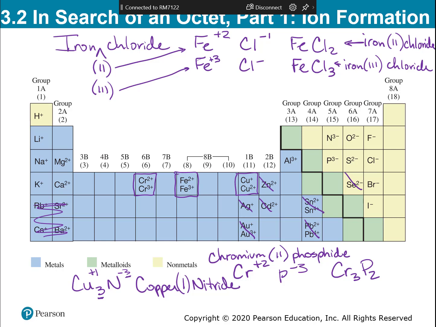Right there, the 3 that I circled, chromium, iron, and copper. Those are the only 3. See those 3 that I've got in purple boxes? Those are the only 3 transition metals that you have to worry about that have the potential of more than one charge. So you have to use a Roman numeral with those.